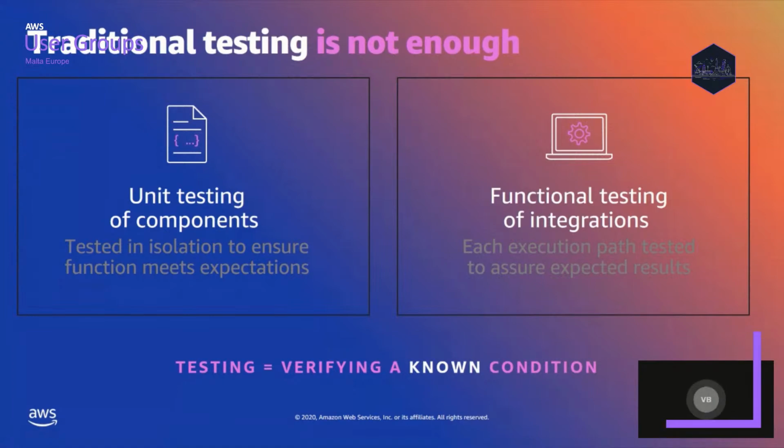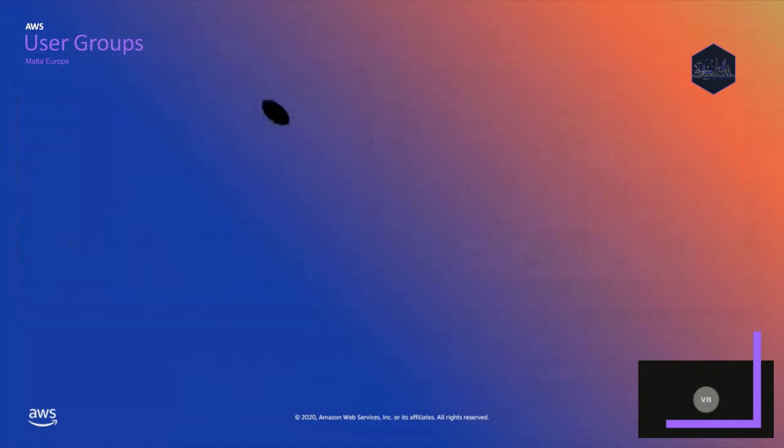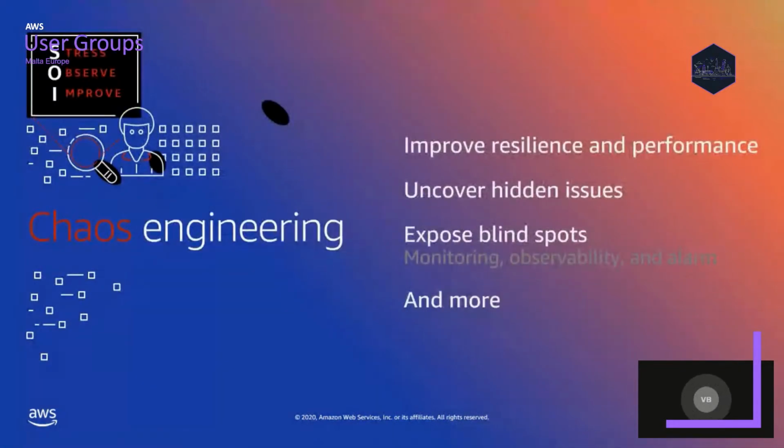But I think you will hear with both of these, with all of testing, we keep saying expected. So you know what you want to see as the outcome. And it's good on its own, but what happens when you have things that you're not expecting? Then what happens? And this is where chaos engineering comes into play.